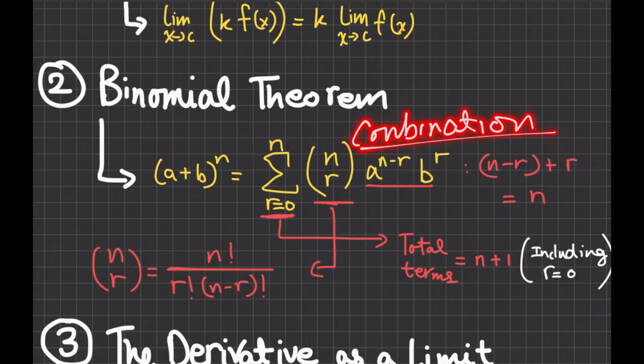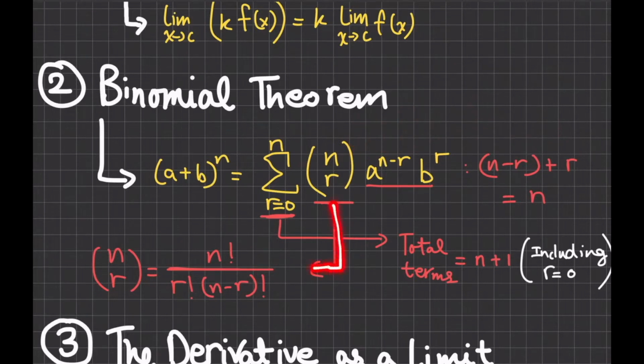When you see n and r written in this orientation, they're not vectors. What it says is n factorial divided by r factorial times n minus r factorial, and n factorial is the same thing as n times n minus 1 times n minus 2 all the way down to 1, right? And then a to the power n minus r times b to the power r.